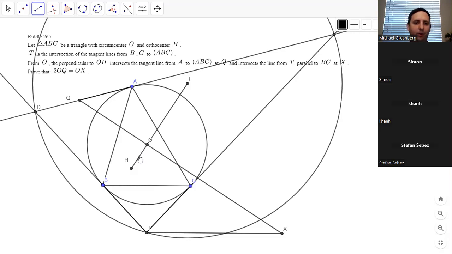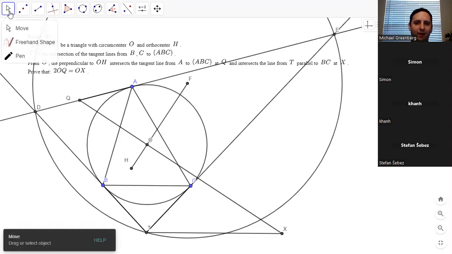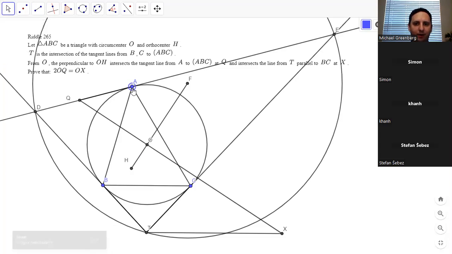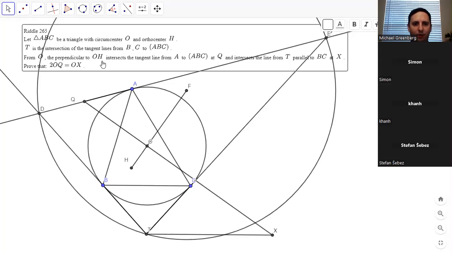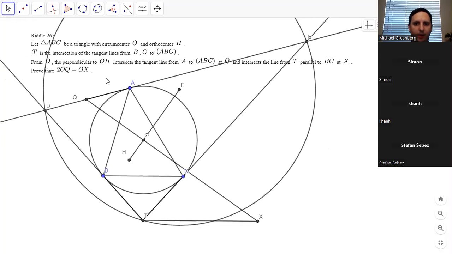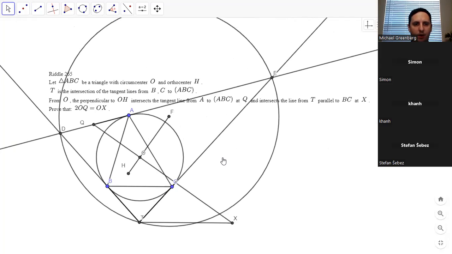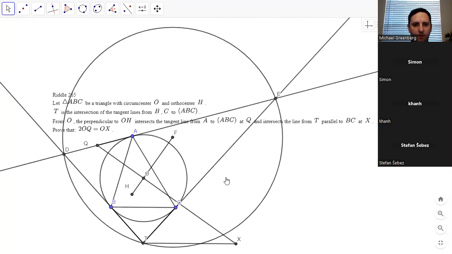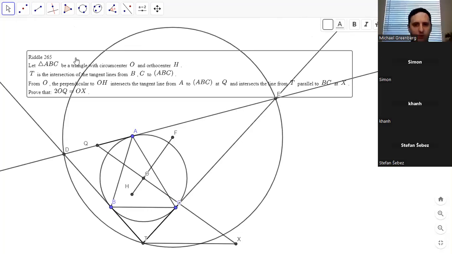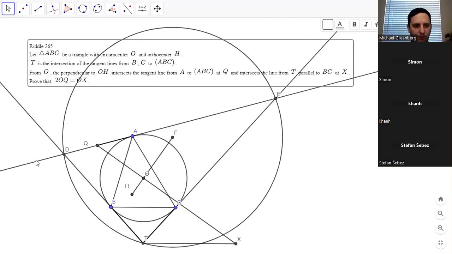And then O, the nine-point center, and H are collinear, so it follows from that. Interesting. All right, very interesting. So we could basically get rid of H then. All right, I'm just going to make some room here.